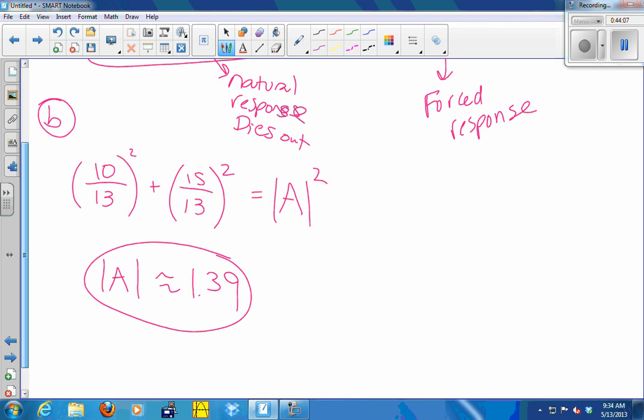And you get that this is approximately 1.39. But don't worry too much about it. I won't put something like that on the test. I promise.